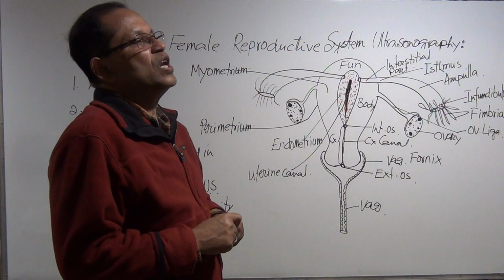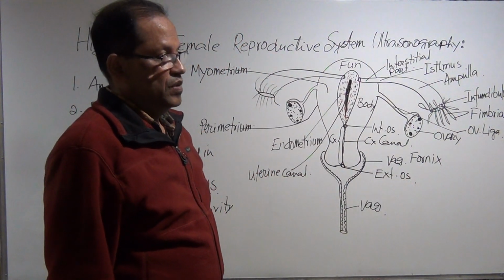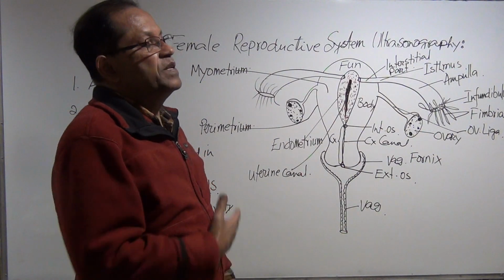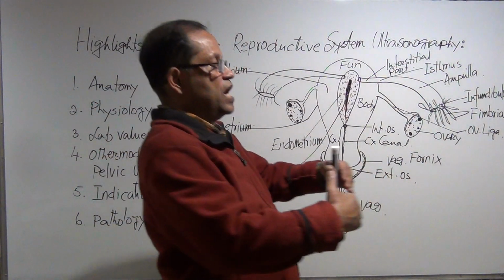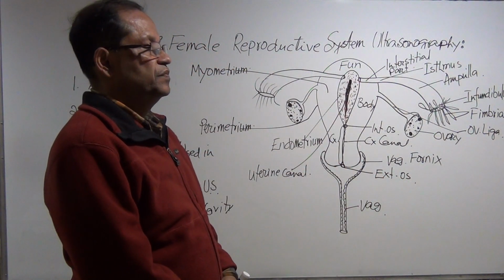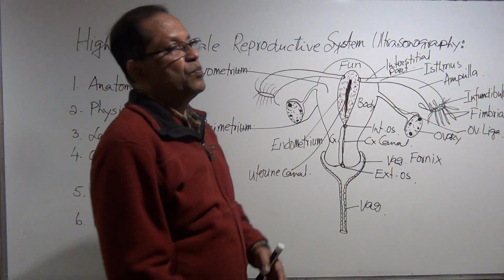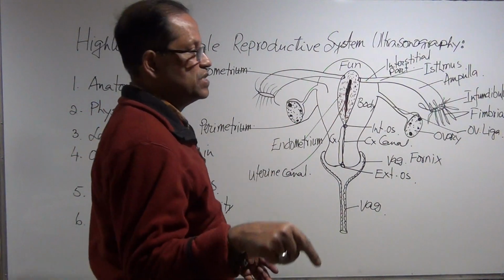Why is it called broad ligament? Because this is the biggest ligament in the body, and it divides the pelvic cavity into anterior and posterior. And ovary is attached with the posterior layer of the broad ligament. They ask this question.